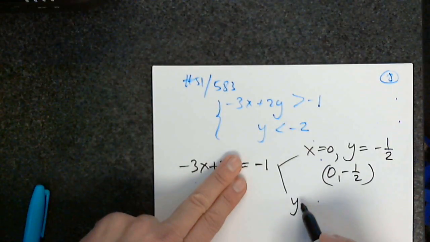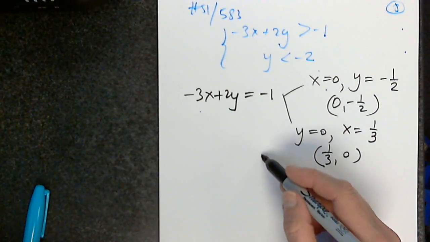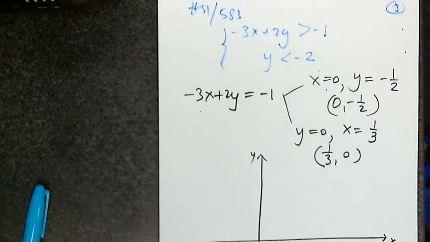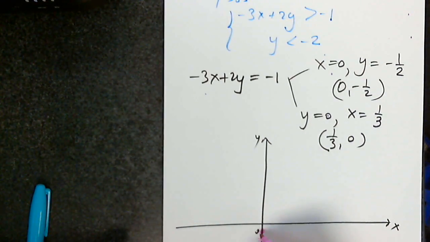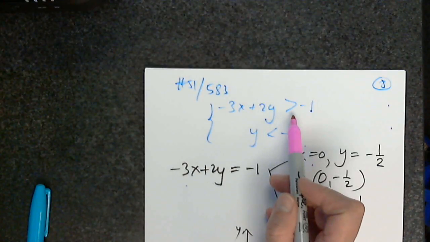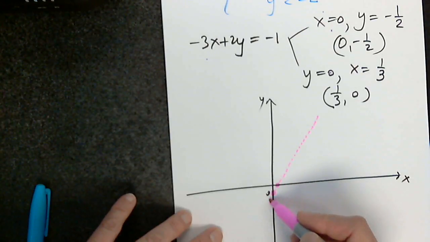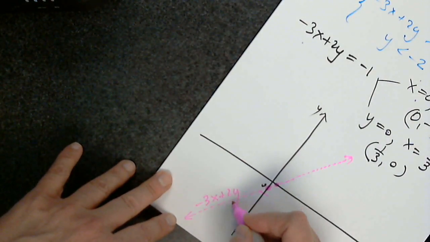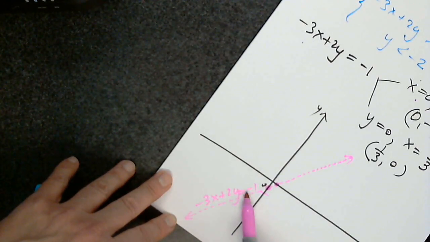When y is 0, then I have x equals 1 third. So then 1 third comma 0. So I graph that. So 0, negative 1 half, I'm going to say it's here. And 1 third 0, I'm going to say it's here. It's not a solid line because the inequality does not have the equal symbol. So it will be a dashed line. So this is only the equation. I did not graph the inequality. On the line, you cannot write the inequality.